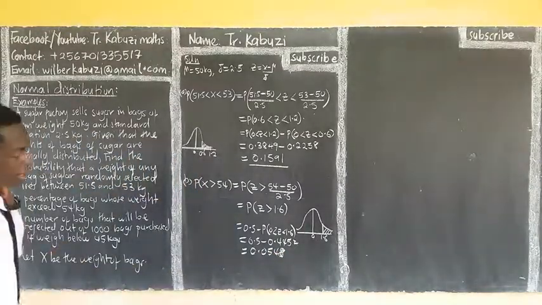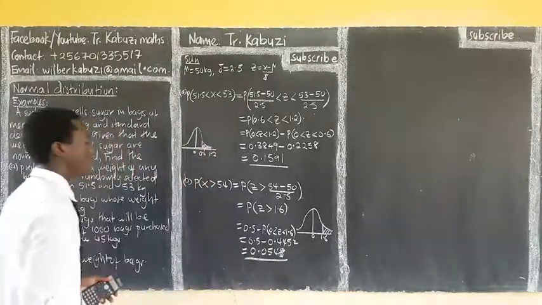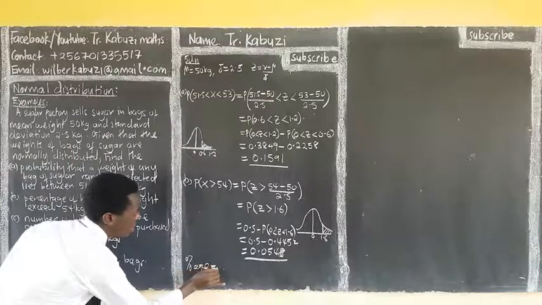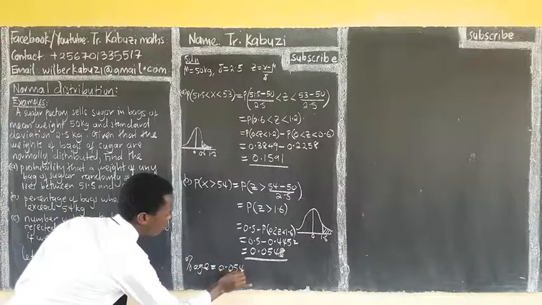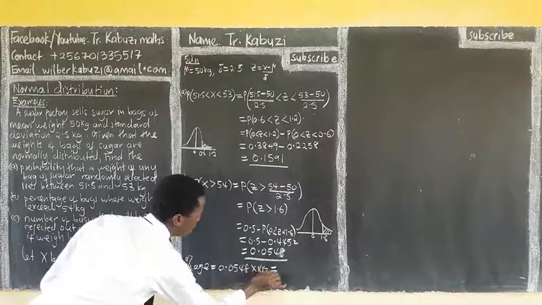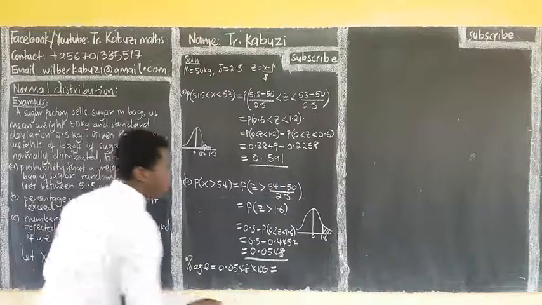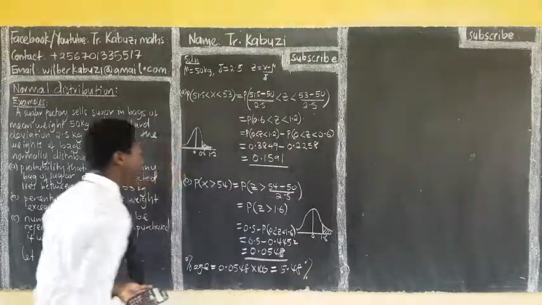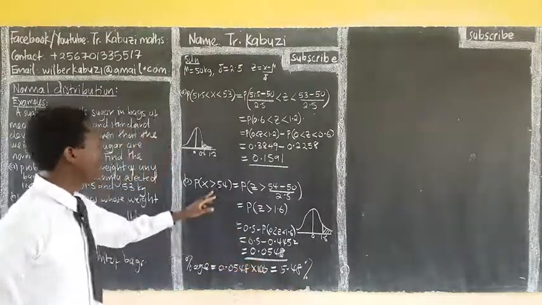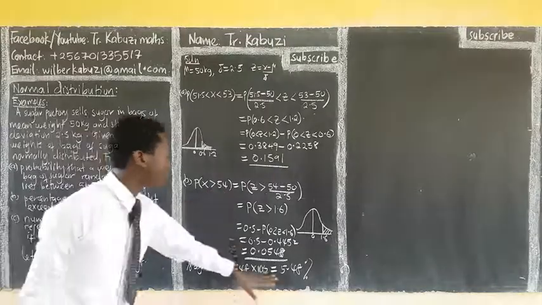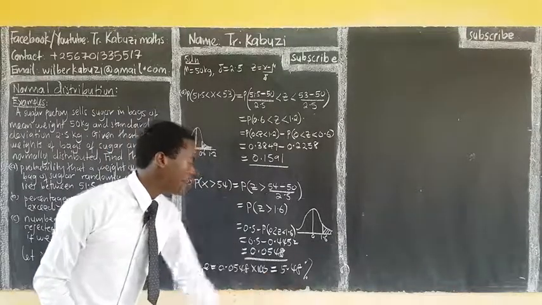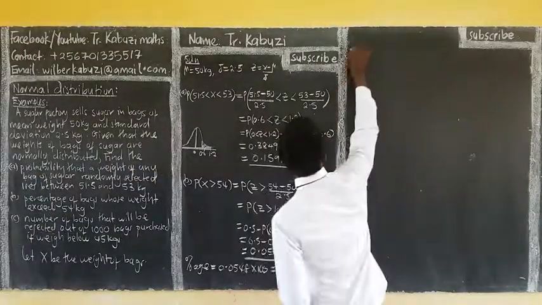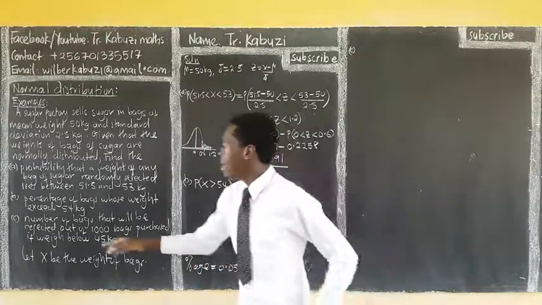This is the probability. Now for the percentage, we just multiply this by 100. So 0.0548 times 100 gives 5.48. This is the percentage of bags above 54: 5.48%. Now when you come to part C, they are telling us about the number of bags.